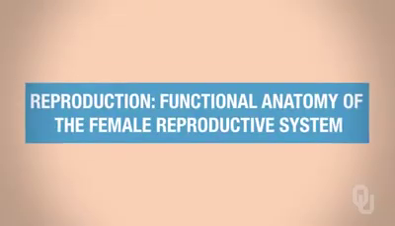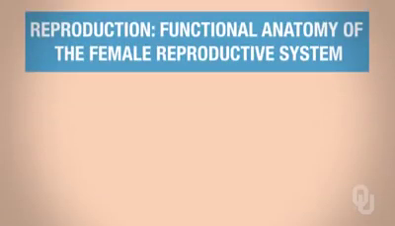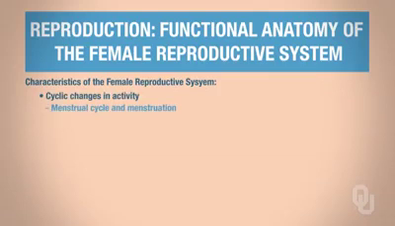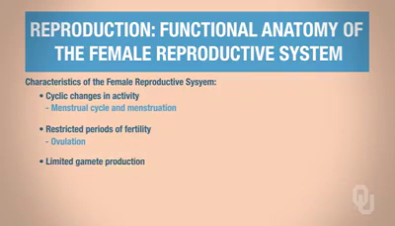Okay, in this segment, we're going to be discussing the functional anatomy of the female reproductive system. Before we begin, we're going to look at some characteristics of the female reproductive system. Keep in mind that there are cyclical changes that occur via the menstrual cycle and menstruation. There are periods of restricted fertility, occurring during ovulation. And females have a limited gamete production.